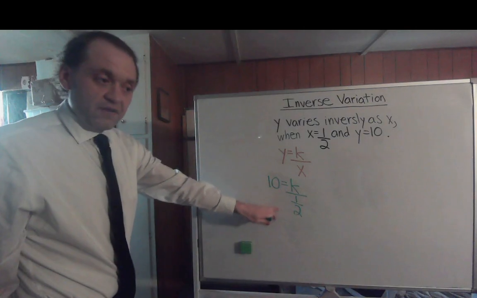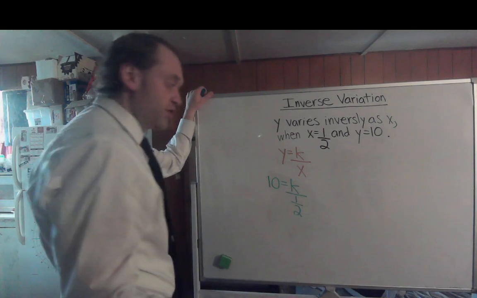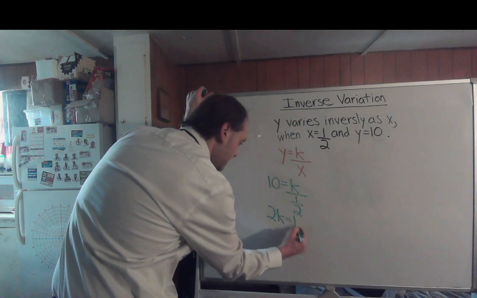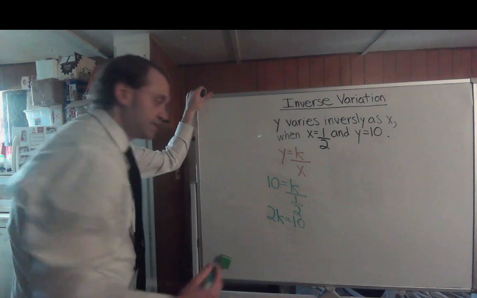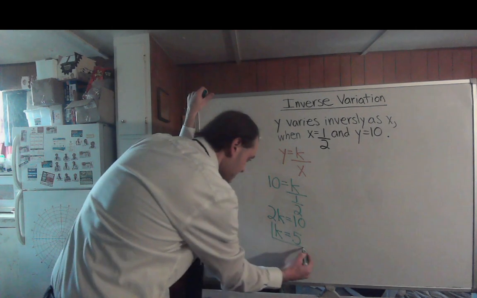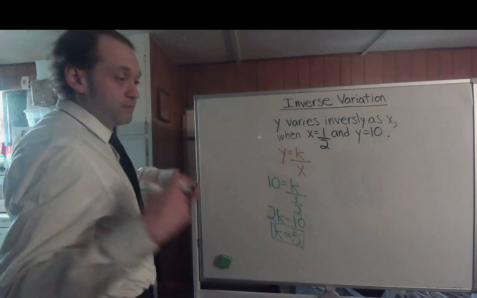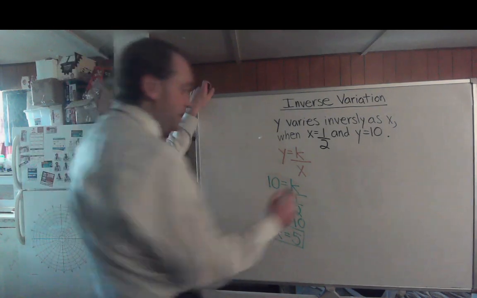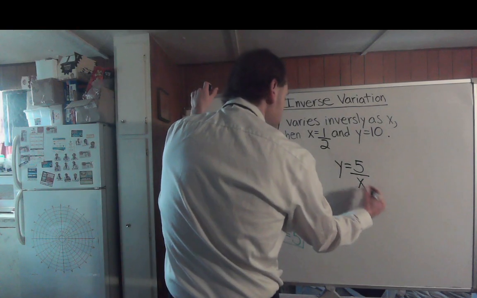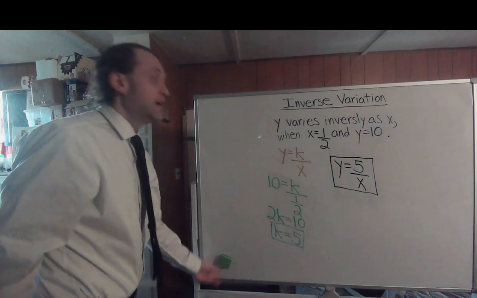Well, what is k divided by 1/2? You have a fraction in the denominator. Whenever you have a fraction in the denominator, you just invert and multiply, right? So this would really turn into 2k equals 10, which would mean your constant of variation, k, would be equal to 5. So we found the constant of variation to be 5. Now to find the actual new equation of inverse variation, this would just be y equals that 5 over x. So y equals 5 over x is your equation of inverse variation.